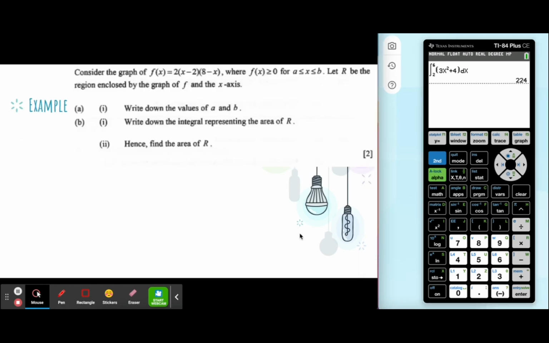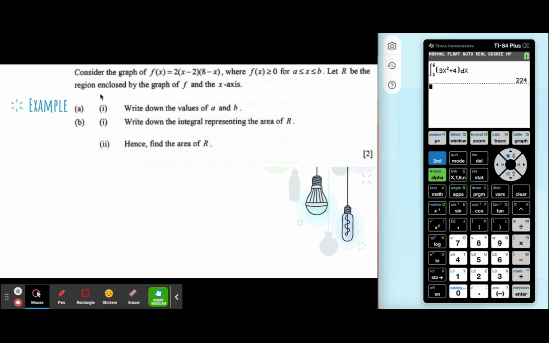Example 2. Consider the graph f of x is equal to 2x minus 2 times 8 minus x, where our function is bigger than 0. So this means that it's above the x-axis. Our y values are bigger than 0, from a all the way to b. So there's specific values a and b where our function is going to be above the x-axis.